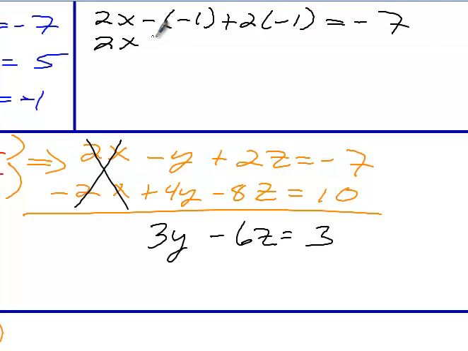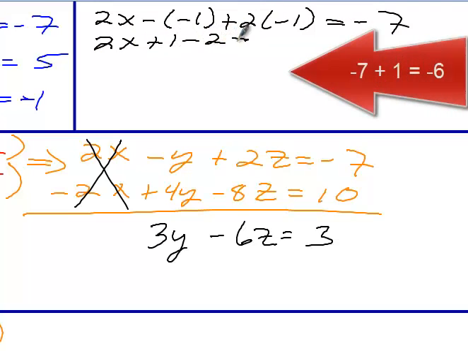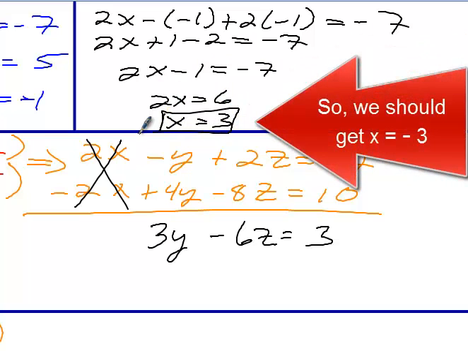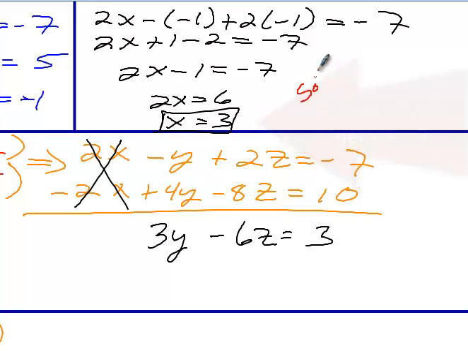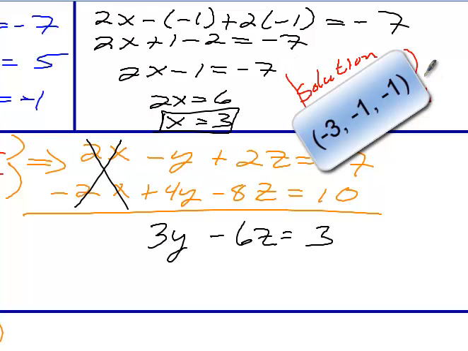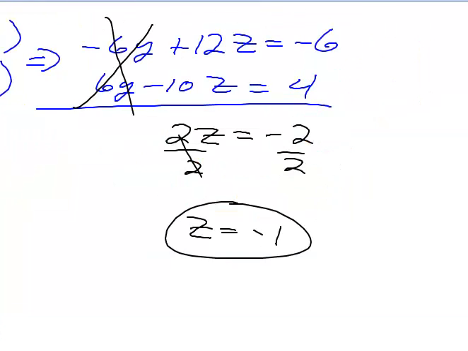So simplify. 2x plus 1 minus 2 equals -7. That's 2x minus 1 equals -7. Add 1 to both sides. 2x equals 6. So what's x equal to? 3. Again, I have to write out my solution. So the solution is the ordered triple of 3, -1, -1. And we're done. So for 27, right?